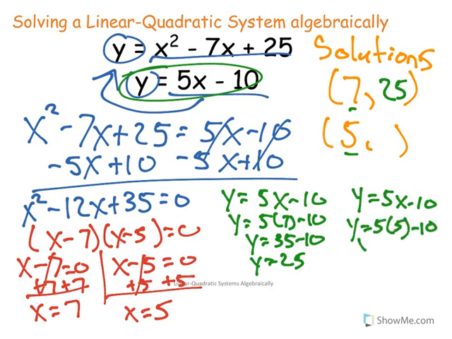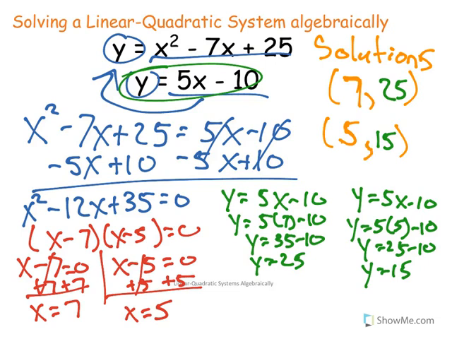And I'm going to evaluate. And I should get 15. All right, so we should have two solutions. Right, and the two solutions are going to be 7 comma 25 and 5 comma 15.